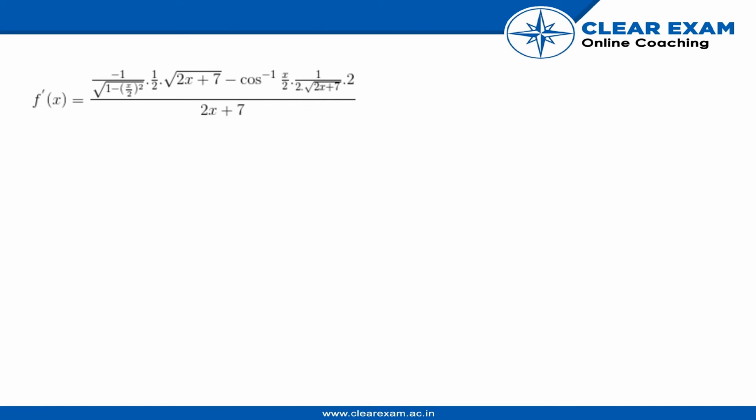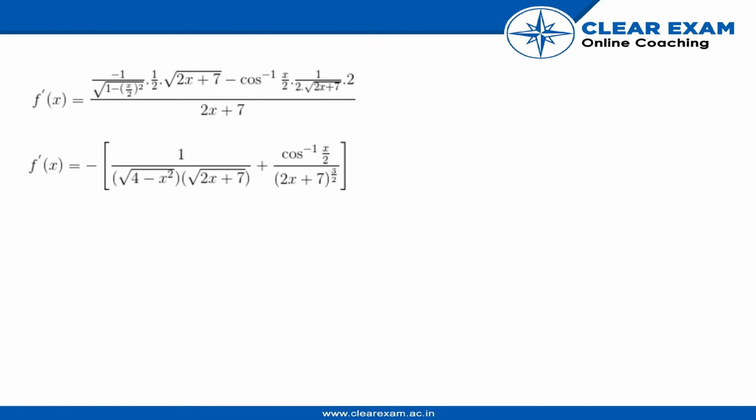f'(x) is equal to minus 1 divided by under root of 1 minus (x/2) whole square into 1/2 into under root of (2x + 7) minus cos inverse (x/2) into 1/2 into under root of (2x + 7) into 2, divided by (2x + 7). f'(x) is equal to minus [1 divided by under root of (4 minus x square) into under root of (2x + 7)] plus cos inverse (x/2) divided by (2x + 7) to the power 3/2.